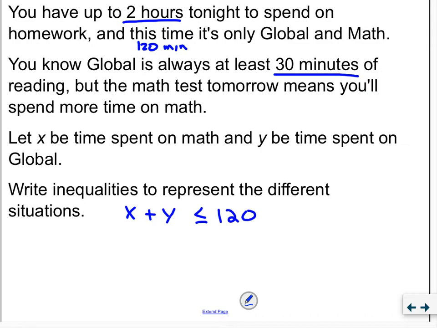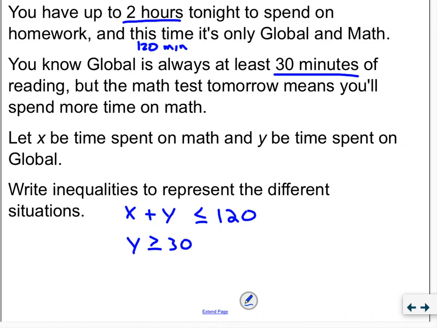You know that global is always at least 30 minutes of reading. Okay, so we always got to read for global. So we always need at least 30 minutes of reading for global. So I'm just going to write that inequality, that global is always greater than or equal to 30 minutes.